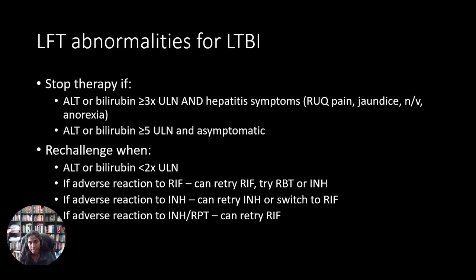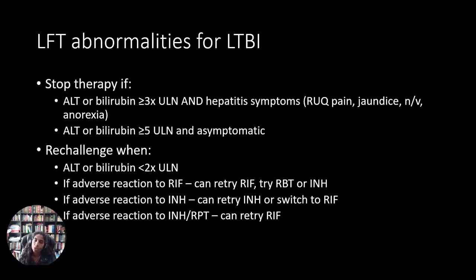In treatment for latent TB infection, we recommend stopping therapy if the ALT or bilirubin is greater than or equal to 3 times the upper limit of normal and someone has hepatitis symptoms, or if it's greater than or equal to 5 times the upper limit of normal and they're asymptomatic. We then typically re-challenge when, again, the ALT or bilirubin drops to below 2 times the upper limit of normal.